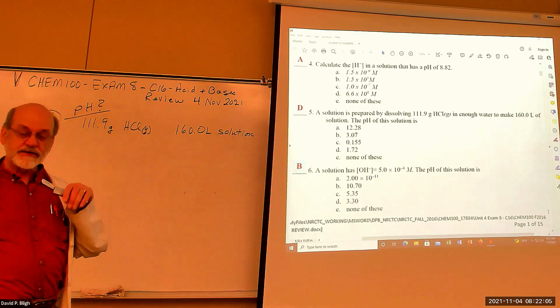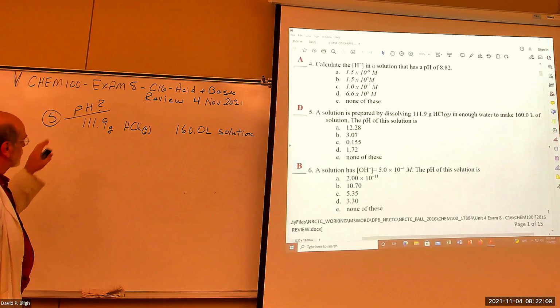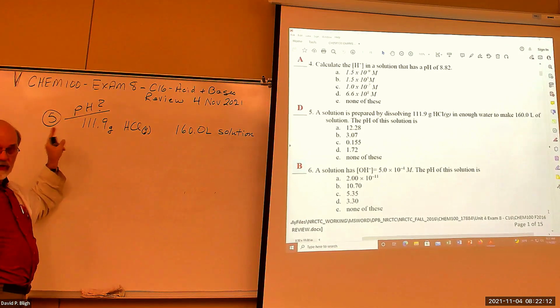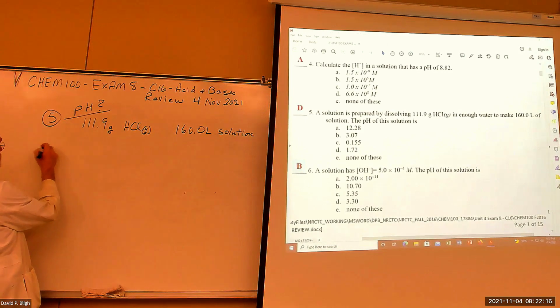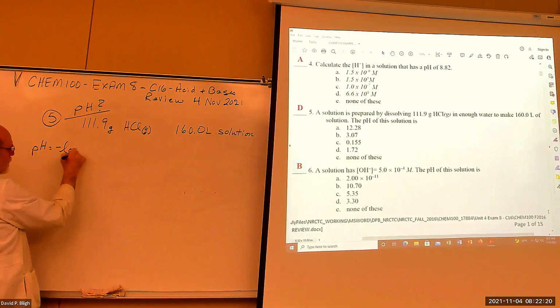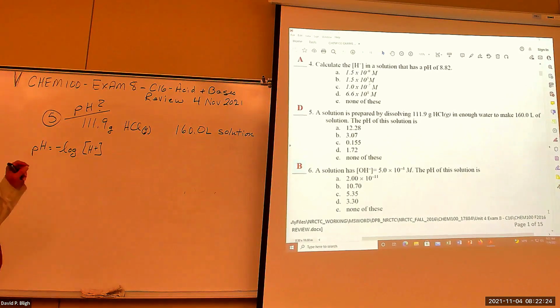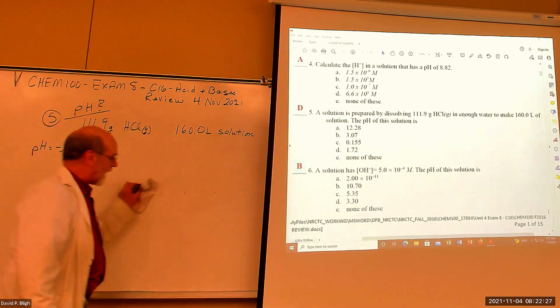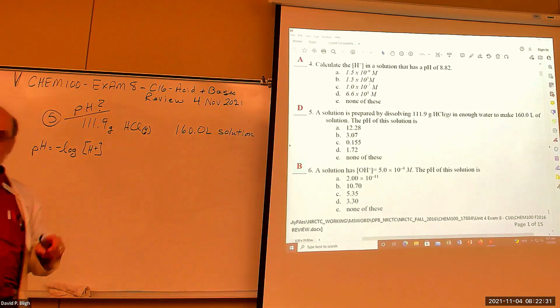Okay, this is a multi-step problem. And if you work backwards, what do you need to know to calculate the pH? You need to know the hydrogen ion concentrations, right? pH equals negative log of hydrogen ion concentration. Okay, so how do we figure that? Well, you need to know the concentration of the acid.